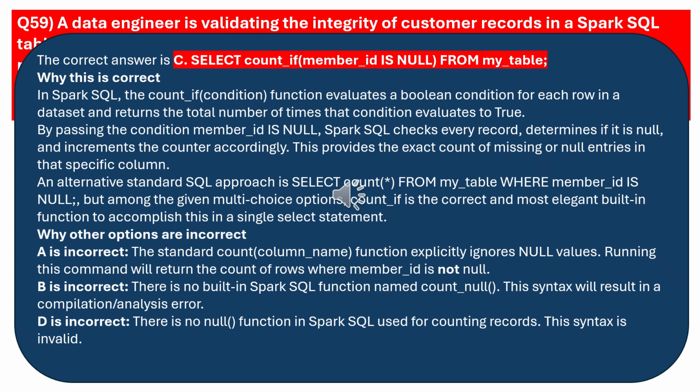A is incorrect. The standard count(column_name) function explicitly ignores null values. Running this command will return the count of rows where member_ID is not null. B is incorrect. There is no built-in Spark SQL function named count_null. This syntax will result in a compilation or analysis error. D is incorrect. There is no null function in Spark SQL used for counting records. This syntax is invalid.